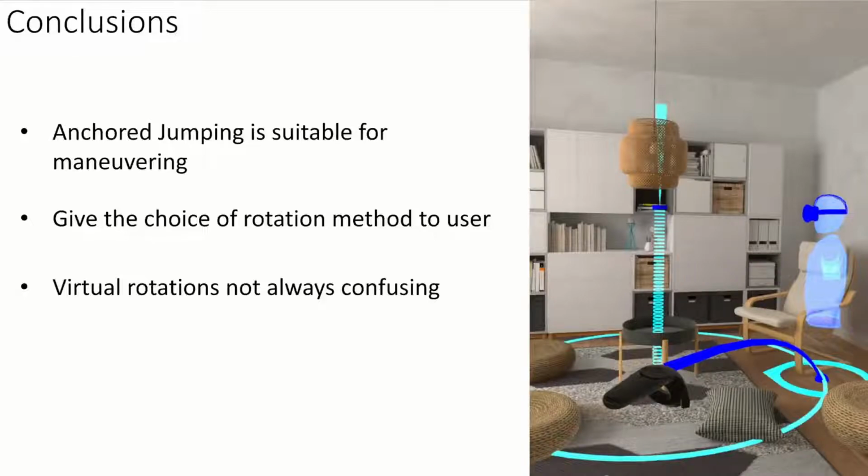Although the pandemic situation led to us performing our study with a smaller sample than we would have wished for, we can draw some initial conclusions from our work. First of all, our anchored jumping technique with added counter turns seems to work well for maneuvering tasks in VR. Furthermore, different navigation tasks require different rotation methods, which should be taken into account when developing complex applications. And finally, all presented forms of virtual rotations did not create confusion for our users, which could be partly due to the rich spatial cues that were available in our indoor environment.